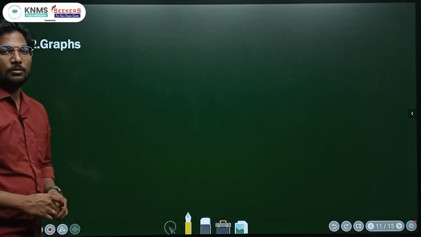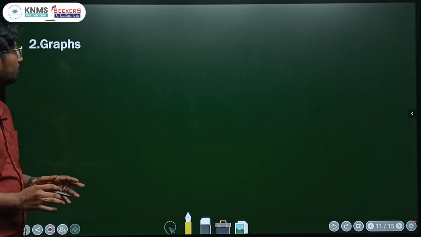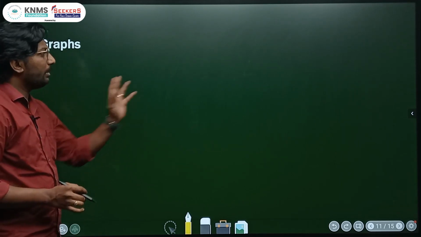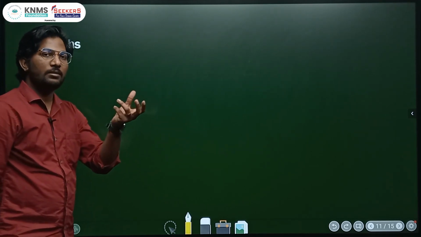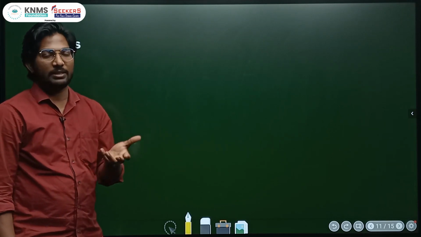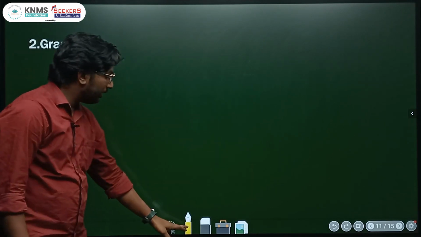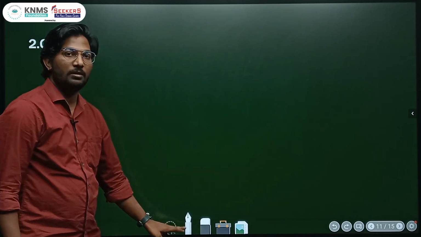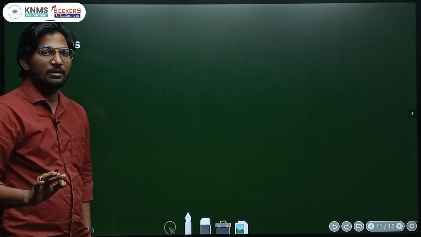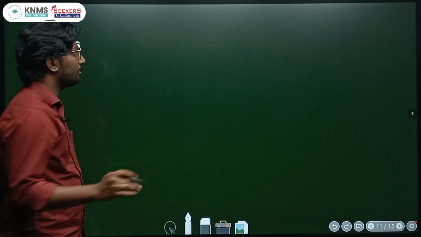Graphs. So the topic of the questions that we are going to see is graphs. Now we need to see what we can understand or what we need to know in the graph based questions. For that we need to know how many types of graphs are available. There are a total of 3 types of graphs according to the 2024 NEET syllabus.